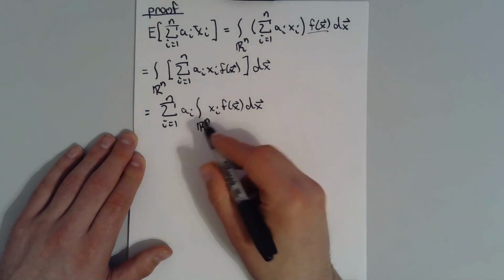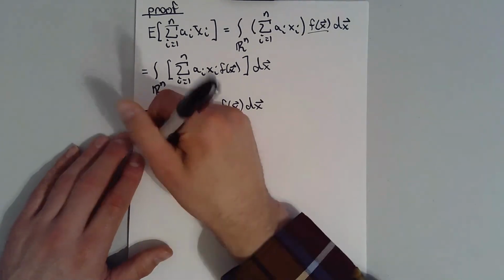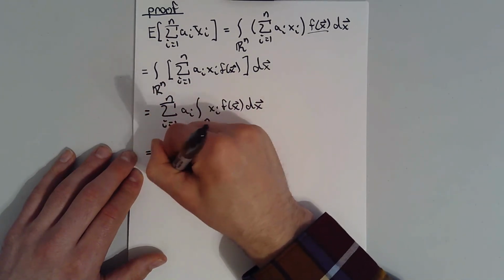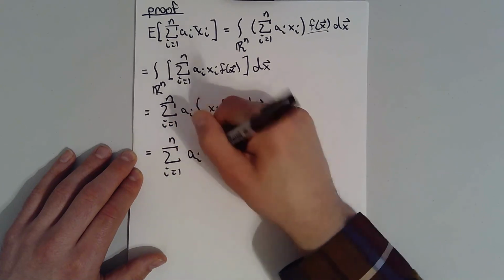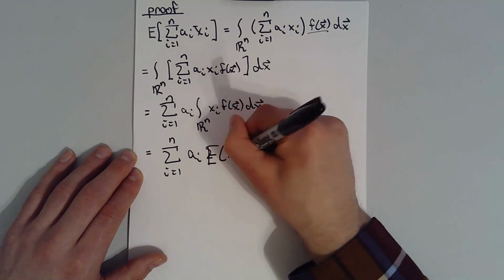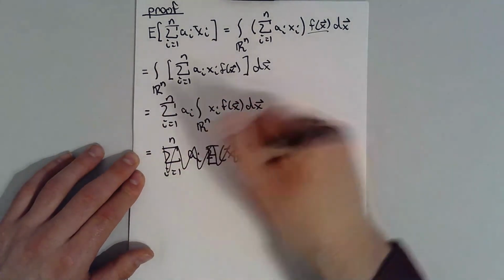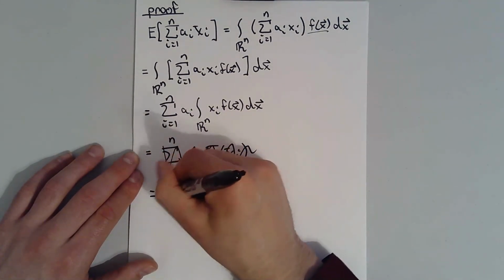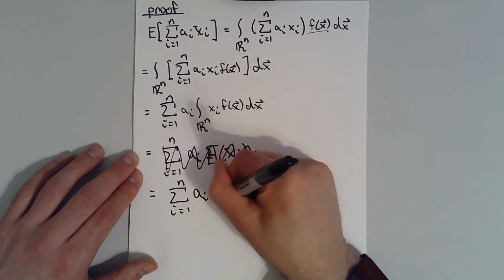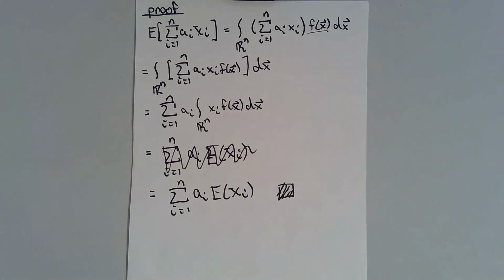By definition, each one of these terms is the expectation of x sub i. I almost wrote a sum there, so that's an E. So let's rewrite that. And this completes the proof.